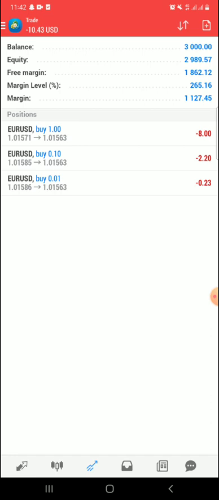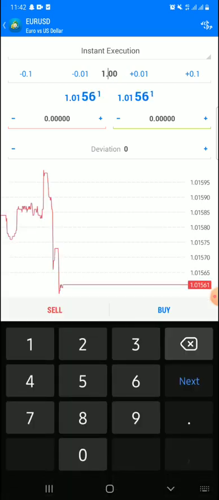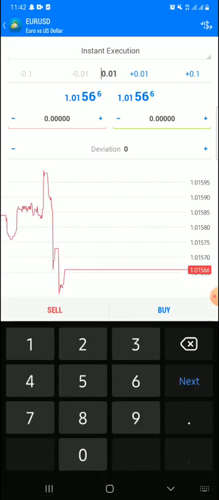It's not only in the figure of 1 that we can open these lot sizes. The least you can open is 0.01. You can't open anything less than 0.01, but you can open something like 0.07.